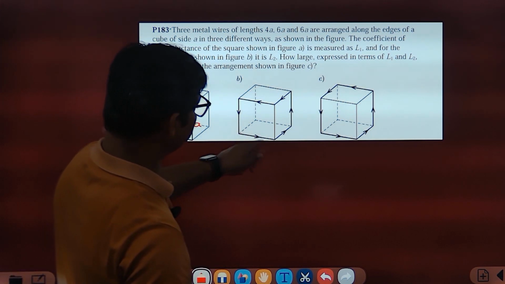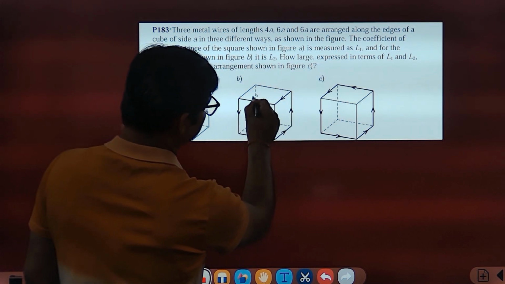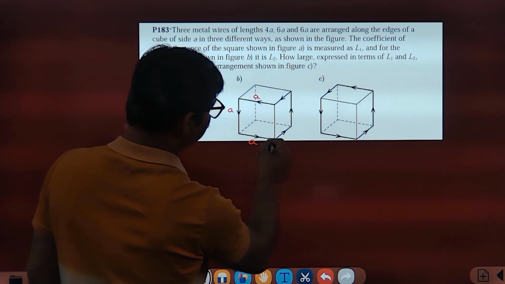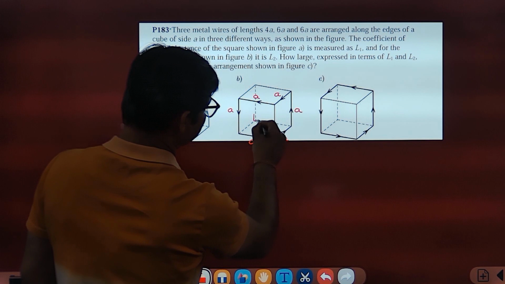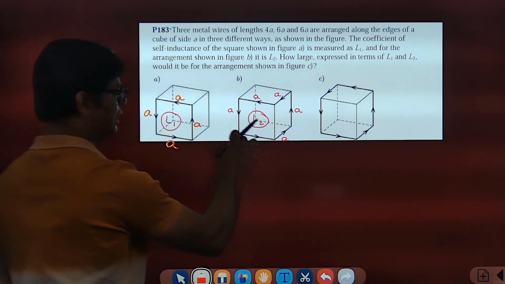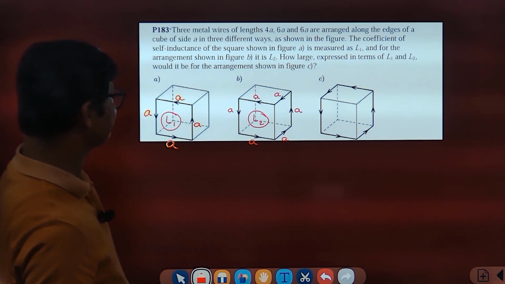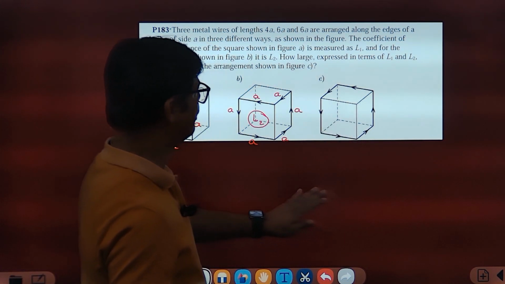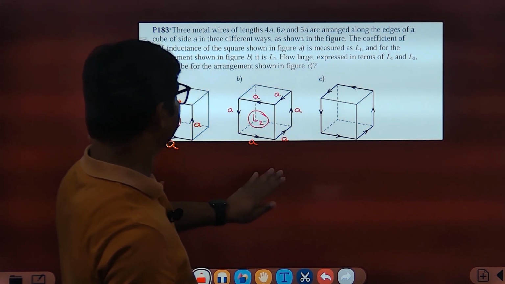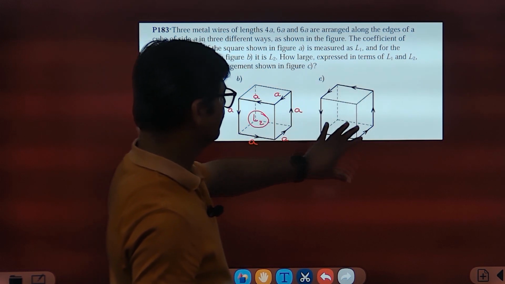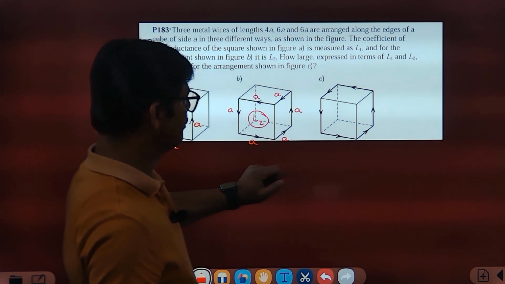And here you see again we have two squares. Side length is A, so total length here is 6A, and inductance of this is L2. Arrow marks are there for the direction of current, as you can see, and then they are asking what is the inductance of this one in terms of L1 and L2, for the arrangement shown in figure C. So, in figure C we want to find the inductance of this loop.